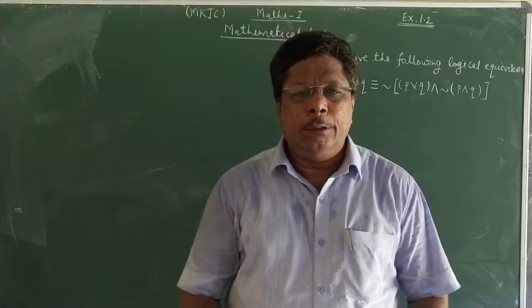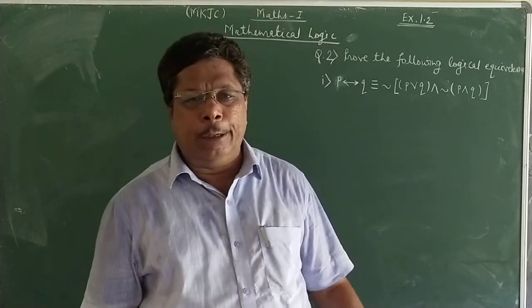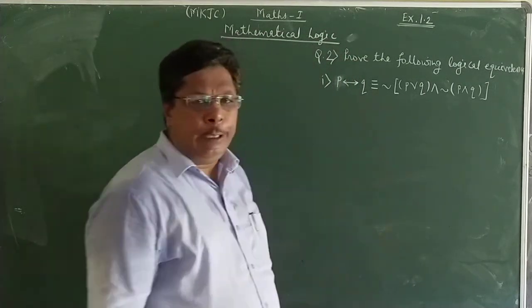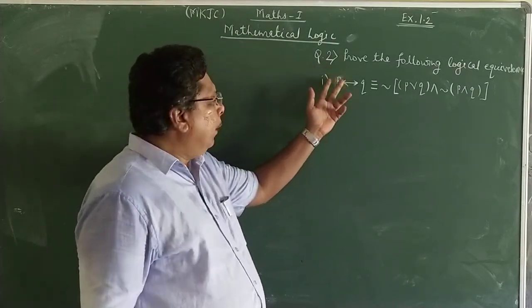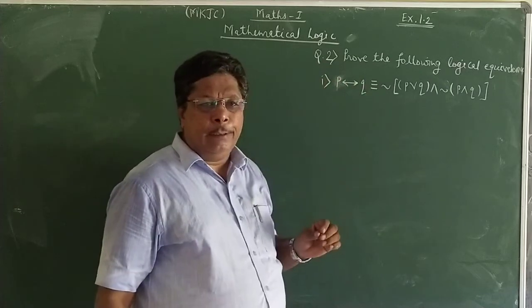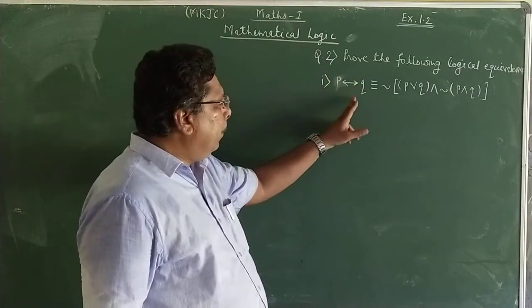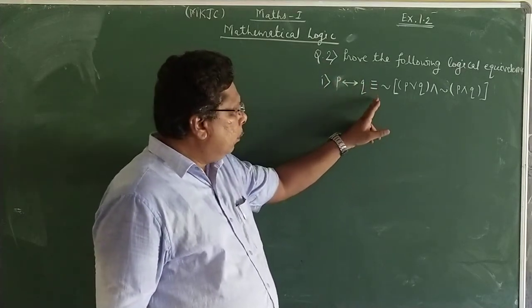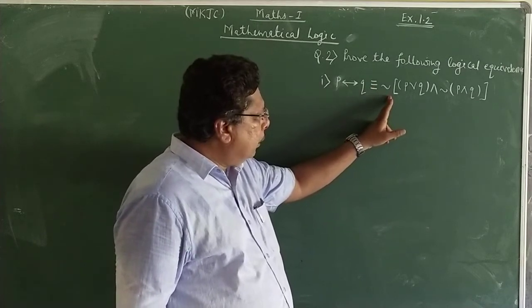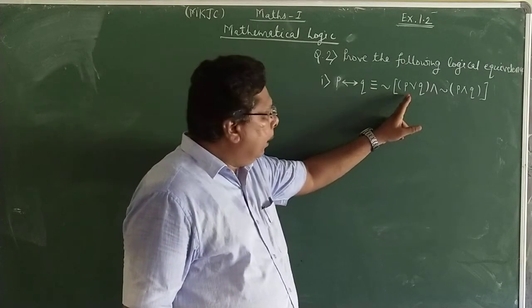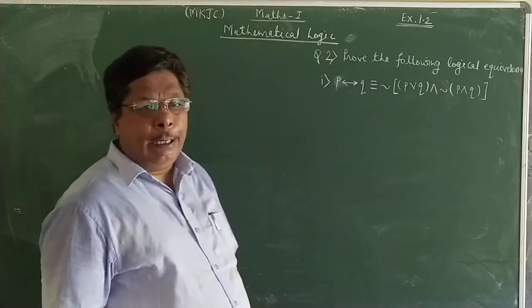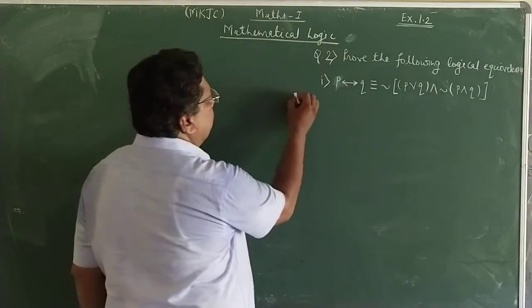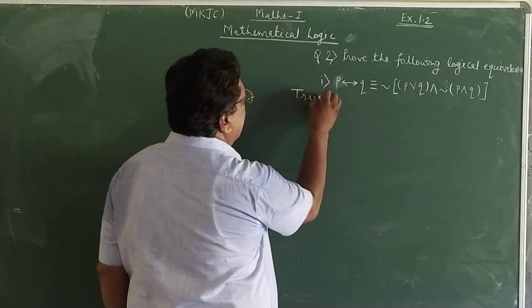Hello dear students, today we will see the logical equivalence by using truth table. Question number 2 in exercise 1.2, prove the following logical equivalences. First one, P conditional Q is logically equivalent to negation in bracket P or Q and negation in bracket P and Q. By using truth table we have to do it.